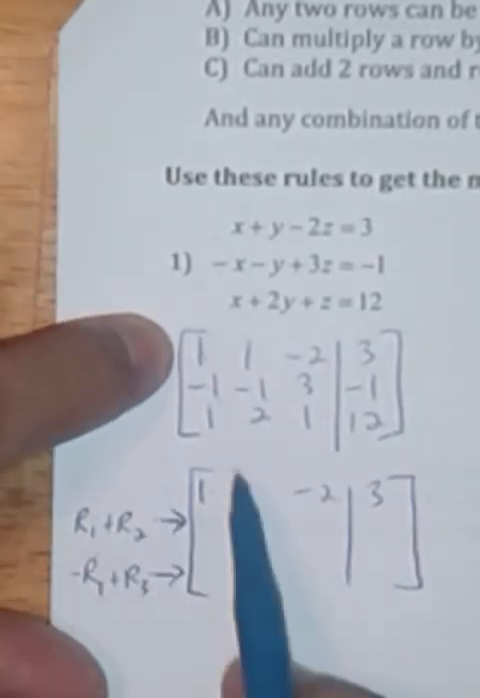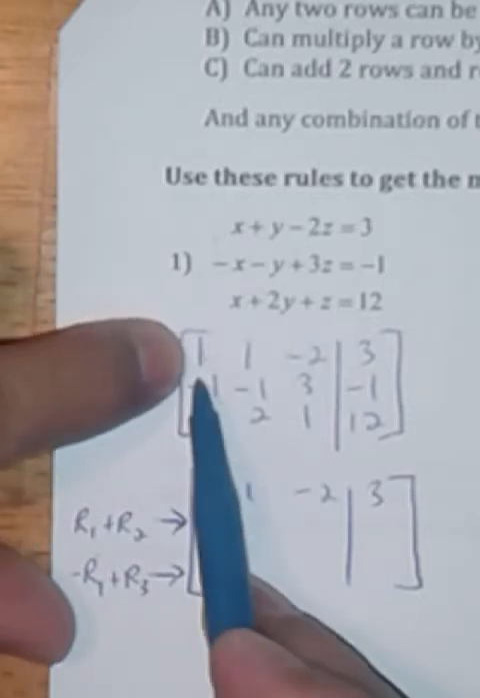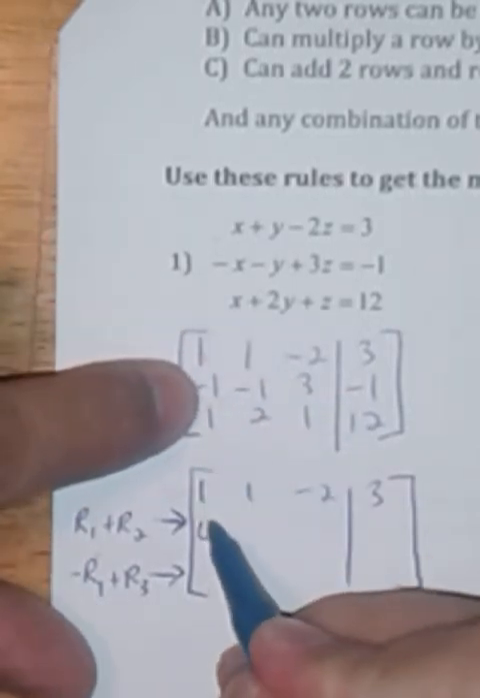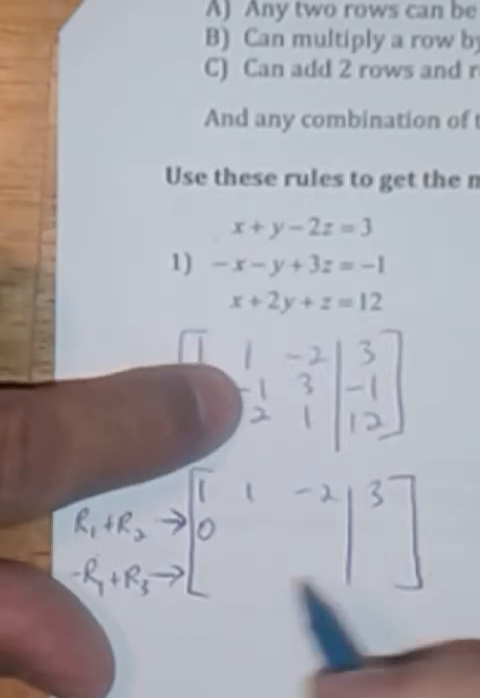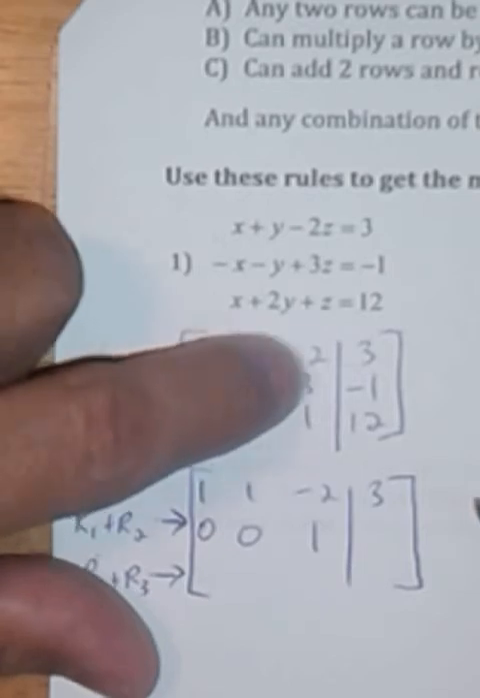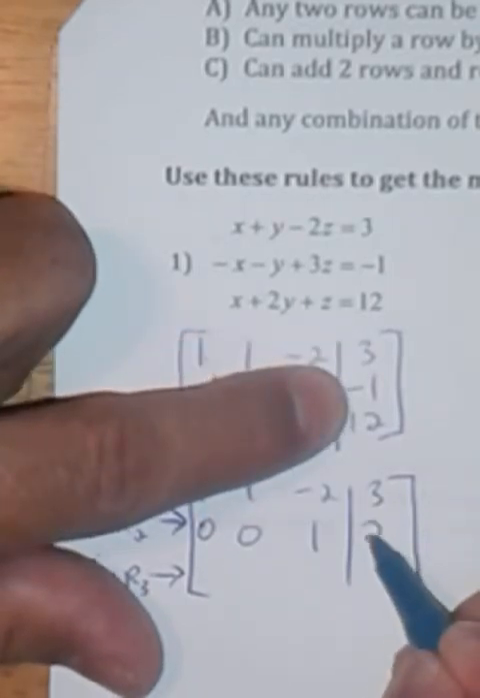When I add row 1 plus row 2, make sure you just be very careful. Do it term by term. So 1 plus negative 1 is 0. Notice you're looking for that. 1 plus negative 1 is 0. Negative 2 plus 3 is 1. 3 plus negative 1 is 2.